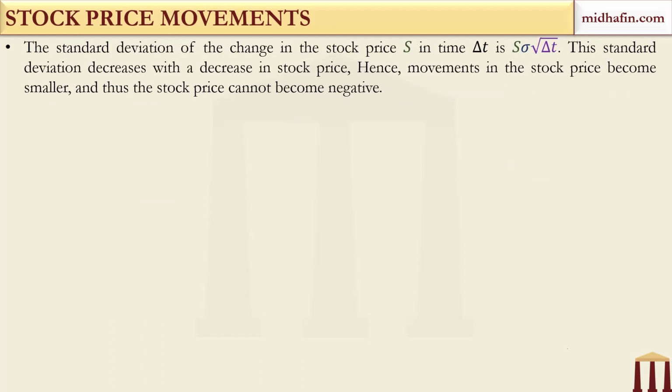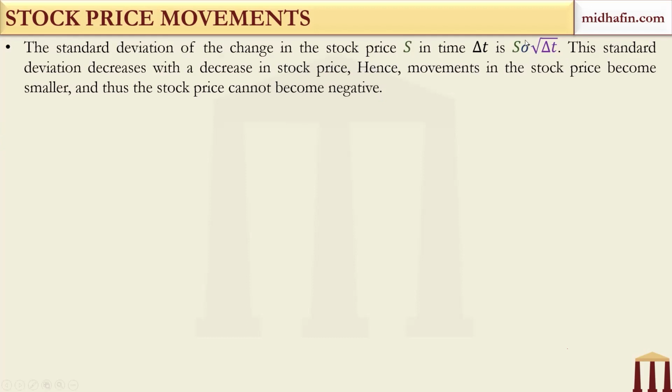If we talk about the formula, once I have established that stock prices are lognormally distributed, I need to find the expected stock price, the expected lognormal stock price, and things like that. So how do we do that? Let's say the standard deviation of the change in the stock price S in time delta t is S sigma root delta t. And of course, this is the reason why a stock price cannot be negative, and it is given mathematically.